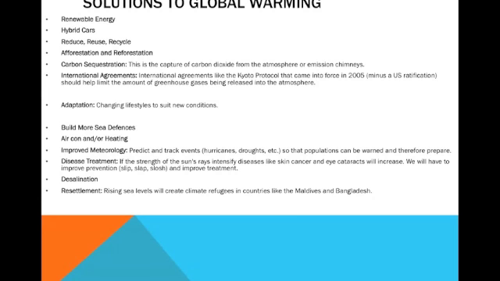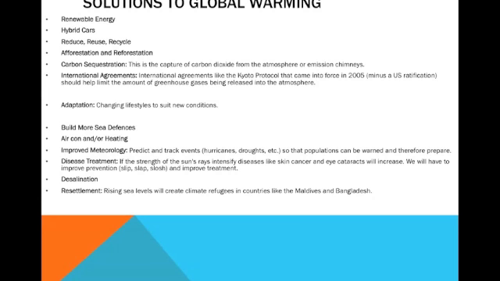Also, you can use aircon and or heating to combat the heat, but this is technically a really awful way of solving it, because to get this, you need energy, and energy is made by fossil fuels, which produce greenhouse gases, and so on. That's basically what's causing it. But it is a way of coping with it, I guess. Improved meteorology. You can predict and track events such as hurricanes and droughts so that populations can be warned and therefore will be able to prepare so that the impacts aren't as awful.